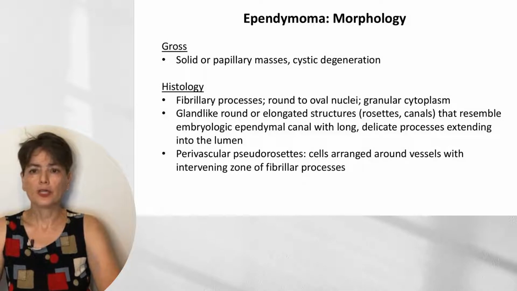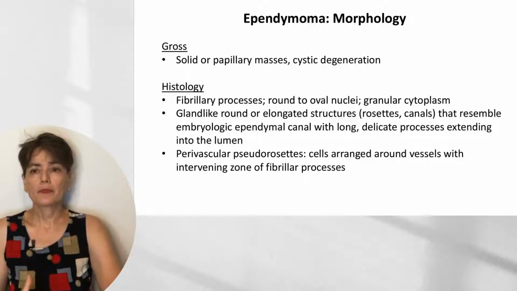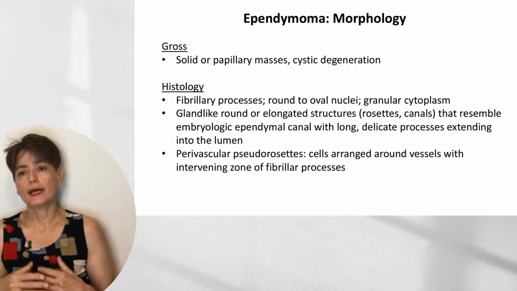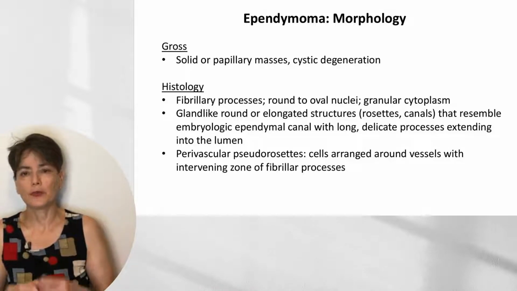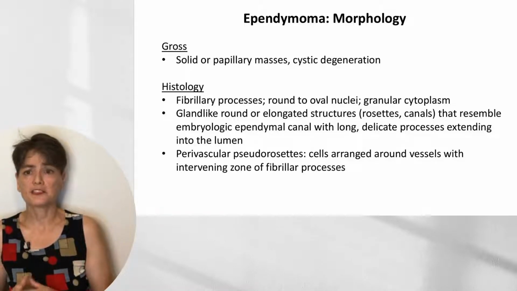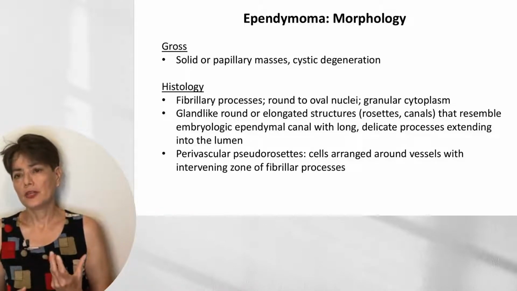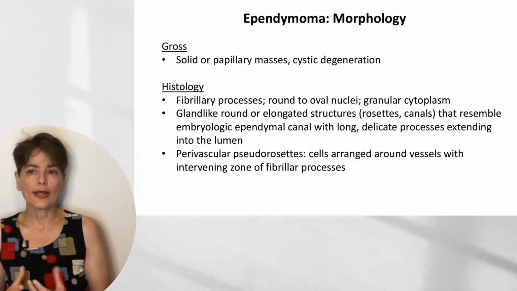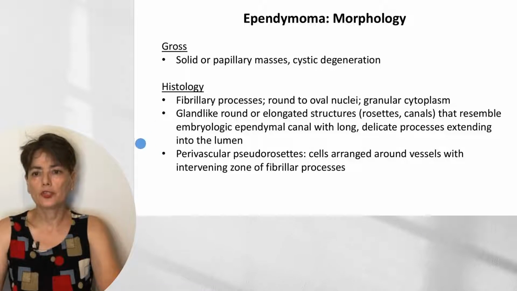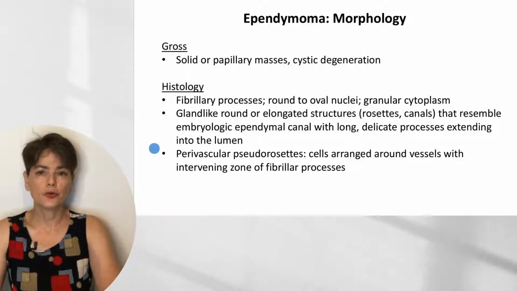So what do we see morphologically? Grossly, it's going to be a solid or papillary mass with cystic degeneration. And then, as we saw with astrocytic tumors, with the pilocytic astrocytoma, we had those fine hair-like processes. We're still going to see some fibrillary processes in the ependymoma. The nuclei are round to oval and they have a granular cytoplasm. But what we'll be looking for in ependymomas are these two. We're going to be looking for rosettes and pseudo-rosettes.